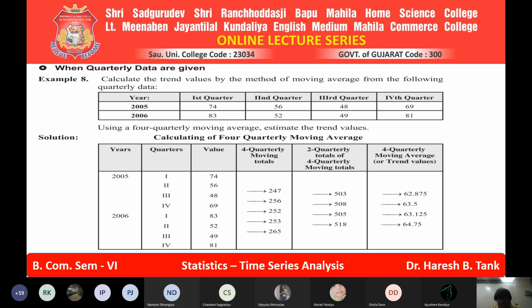Yes, Payal. Total of 4 quarters, 74 plus 56 plus 48 plus 69, which equals 247. The first entity would be 74 plus 56 plus 48 plus 69, and you have to put it in between all these four. In between all these four means it may arise somewhere between the second and third quarter. If you make the sum of these four, it is 247. So 247 is to be written exactly in between the second and third quarter. Is it okay?